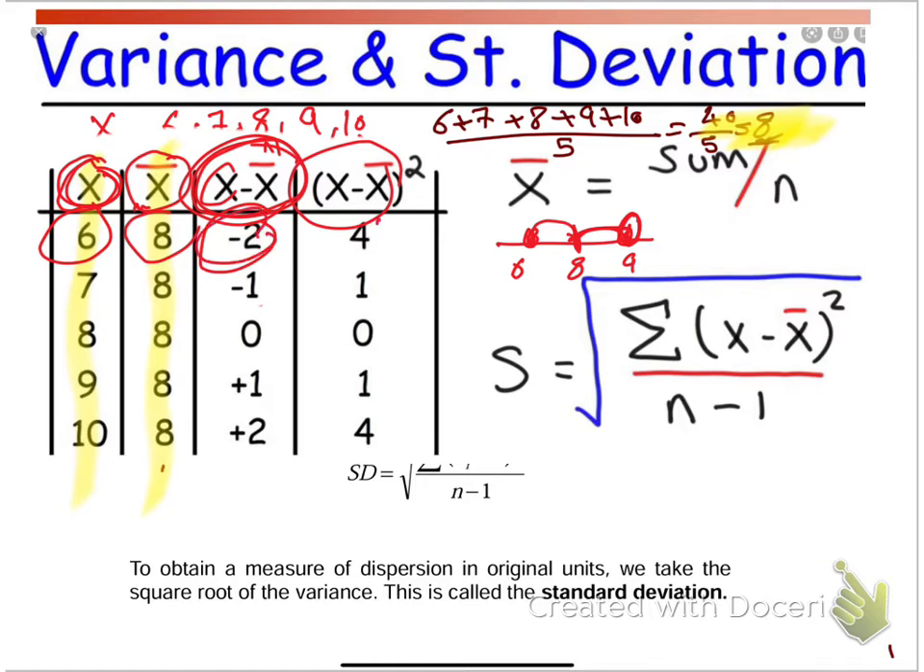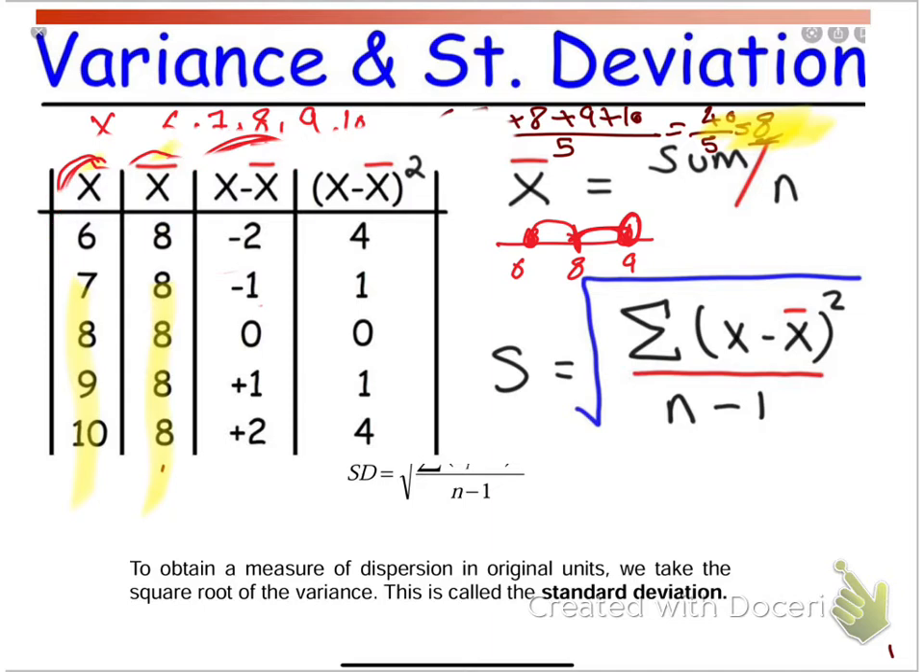So here minus 2 squared will be 4, because anything squared, whether positive or negative, the answer will be positive. So minus 2 squared is 4. Minus 1 squared, 1. 0, 0. 1, 1. 2, 4. Then I have to put the sum of all of them. So the sum will be 10. 4 plus 1 equals 5, plus 0 plus 1 plus 4 equals 10. So this is the sum of x minus x bar squared together.